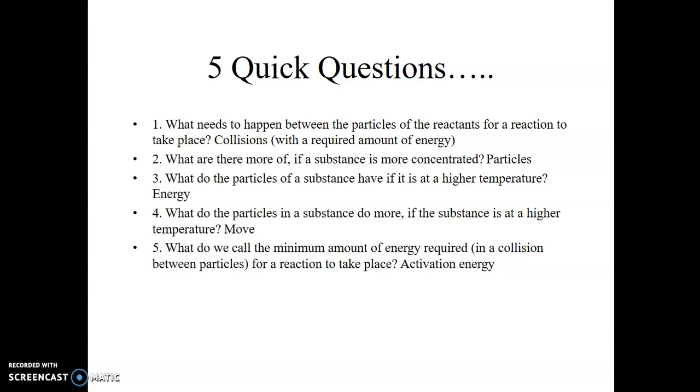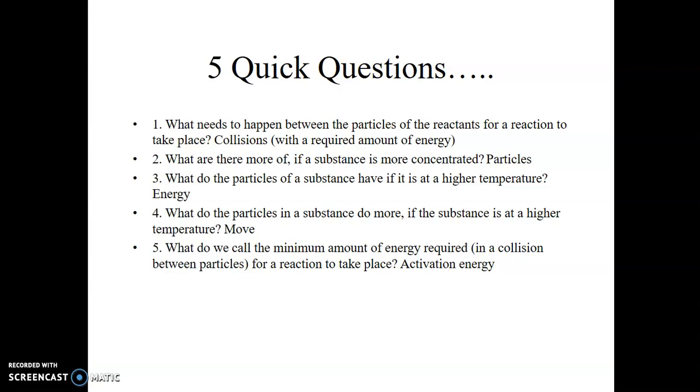Number 2, what are there more of if a substance is more concentrated? Well, if a liquid is more concentrated, there will be more particles of the substance in that liquid. So for example, if you have a more concentrated acid, there will be more acid particles in a certain volume of that acid.